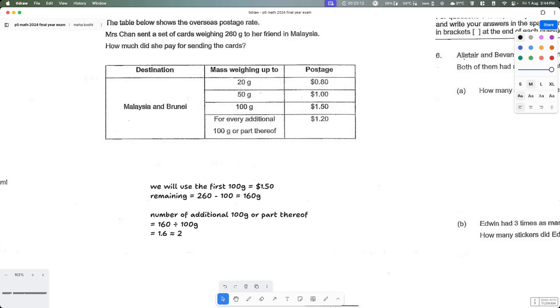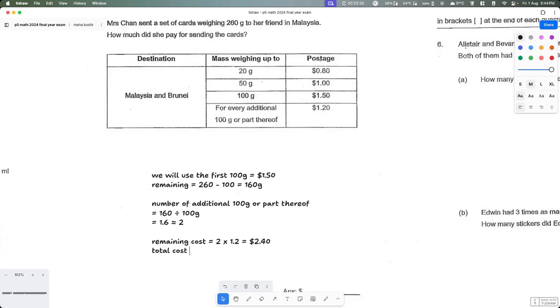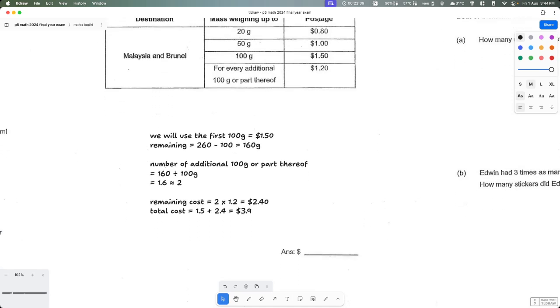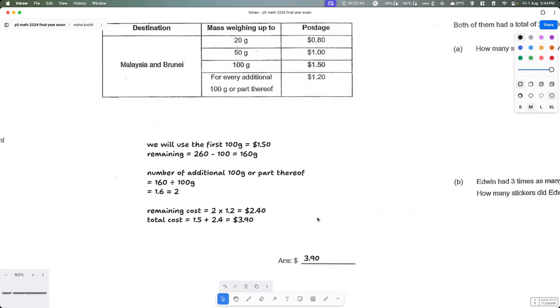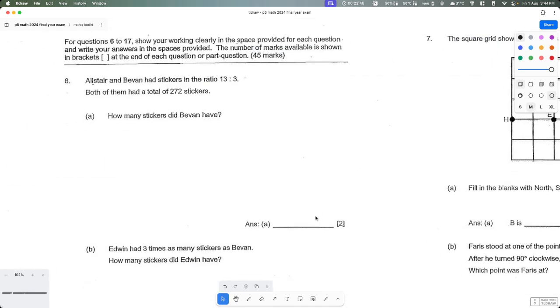So then remaining cost will then be 2 times 1.2 equal to 2.4, $2.40. So total cost will be 1.5 plus 2.4 will be $3.90. So the answer to this is $3.90 over here. All right, let's move on to question number 6.